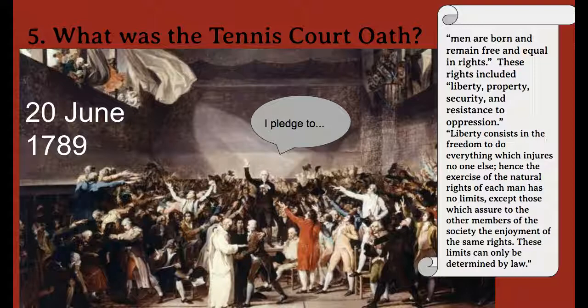So the Tennis Court Oath was taken on the 20th of June. The members of the National Assembly took the oath and promised to not leave the tennis court until they came up with a new government for France.